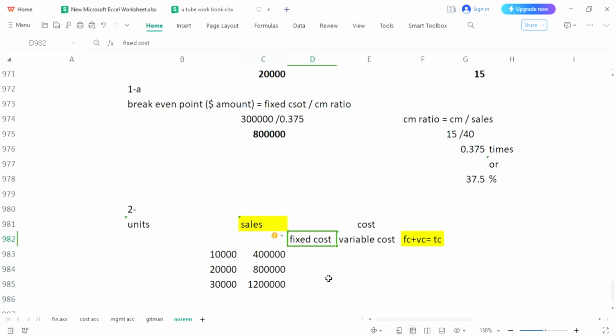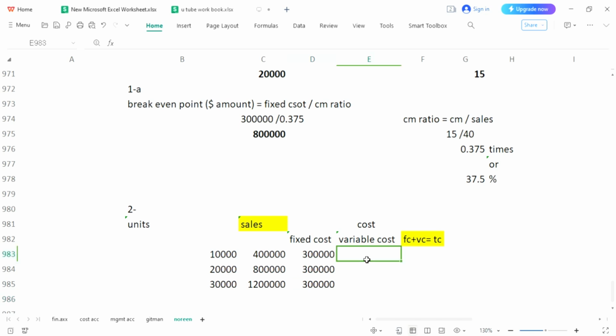Then you need your fixed expenses. You can see fixed cost has already been given, 3 lakh. So you have a very familiar idea. If you are making 10,000 or 20,000, your fixed cost will remain the same, and 3 lakh will be put over here, then 3 lakh over here. Why are we putting the same amount? Because it's a fixed cost which will never be altered, no matter whether you are making a lesser number of units or a greater number of units.